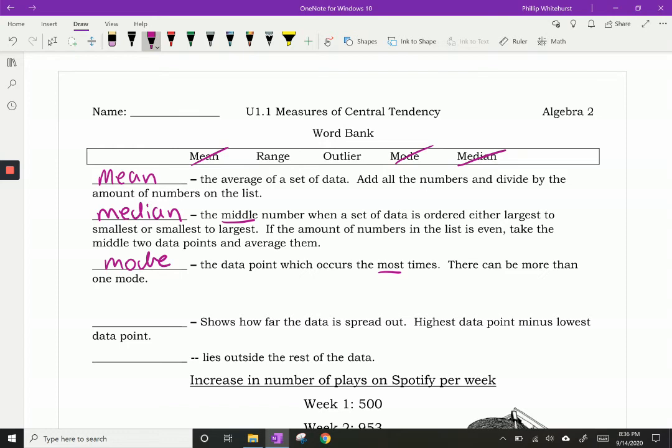Shows how far the data is spread out. The highest data point minus the lowest. So how far it's spread out is going to be the range. And the last part, the point that lies outside is the outlier. So those are 5 terms that we're going to go over how to calculate and what they actually mean.